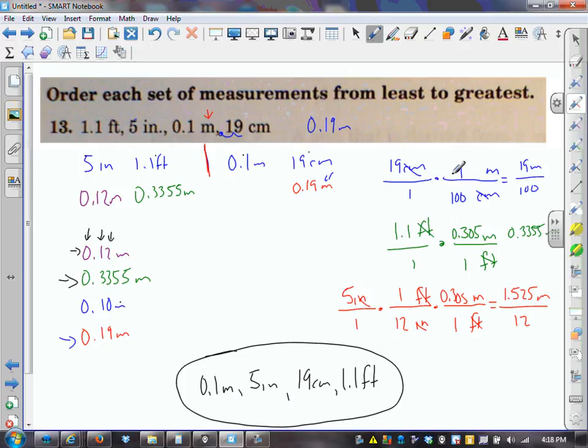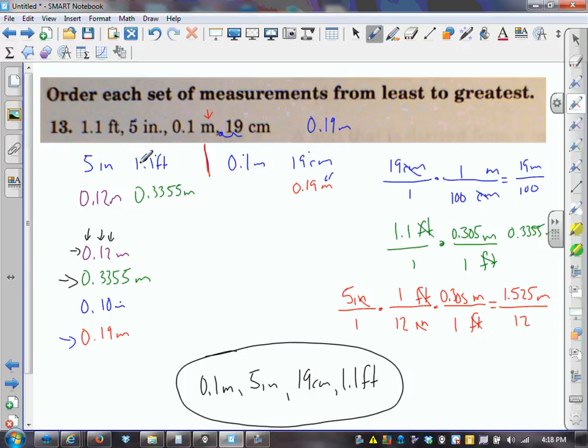Take that centimeters, move it to the bottom, put meters on the top. 1 meter, 100 centimeters. 19 times 1 is 19. 1 times 100 is 100. 19 divided by 100 is 0.19. Alright, so I put that there. My meters are already meters, so I don't need to change those.